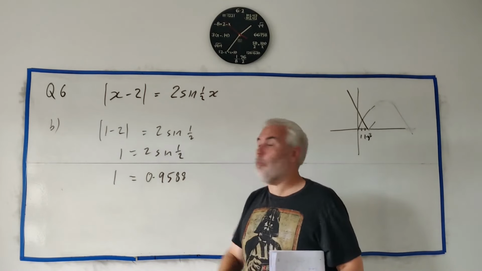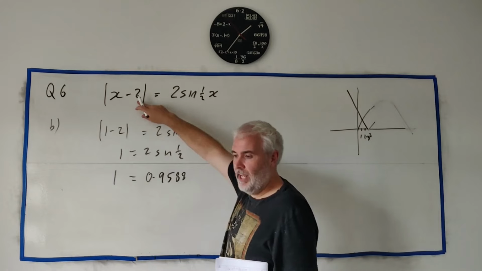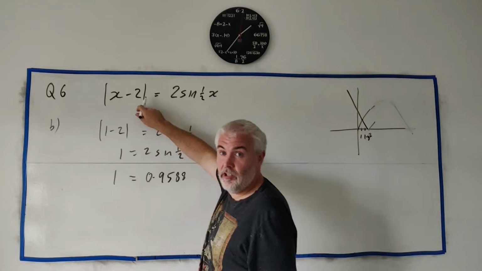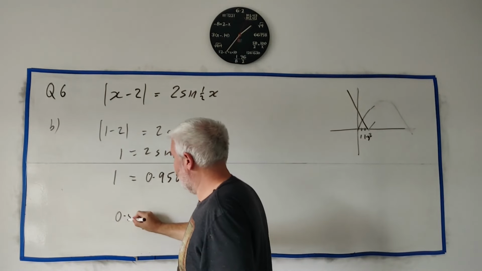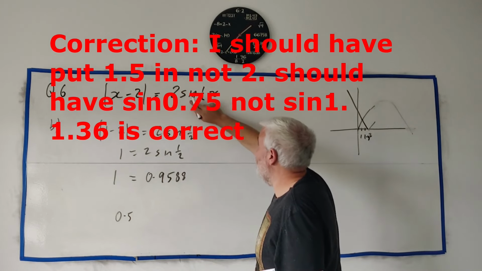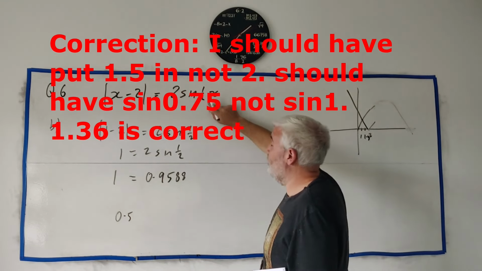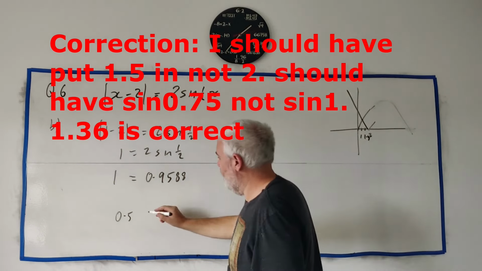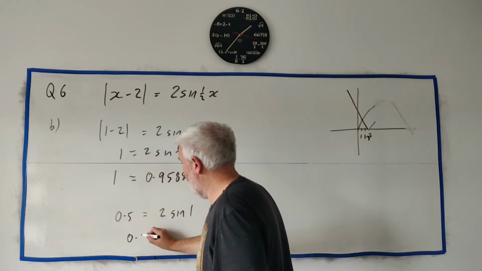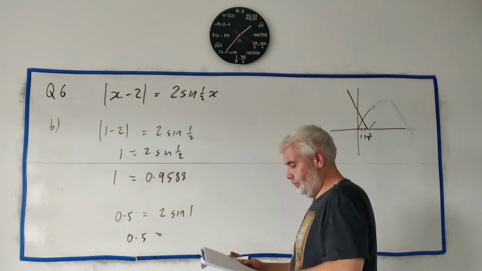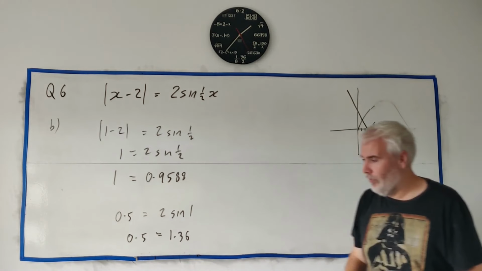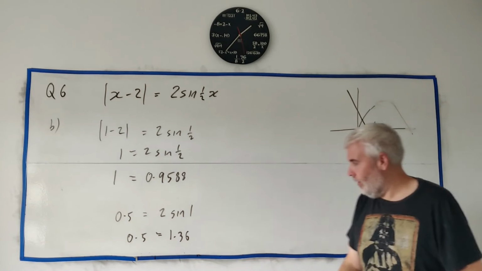Let's put in 1.5. 1.5 take away 2 is minus 0.5. Absolute value of minus 0.5, 0.5. Put 2 in here, we get 2 sine 2 divided by 2 is 1, so sine of 1. Let me write that in. 2 sine 1, 0.5 is equal, we get 1.36. So that's definitely not the answer. 1.5 is not the answer. 1 is very close to the answer.